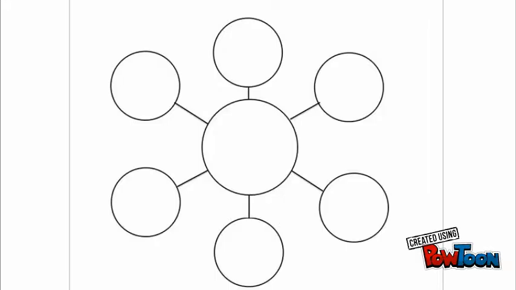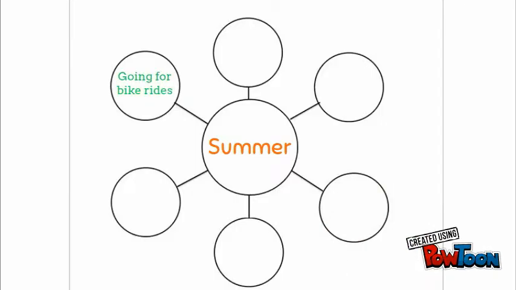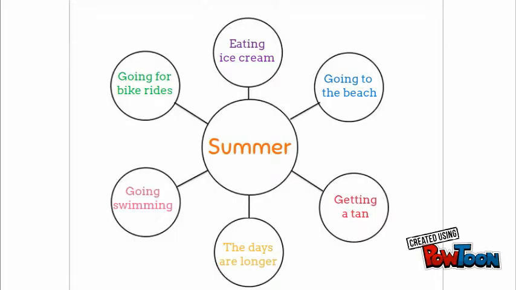An example can be shown here. If students are asked to write about their favorite season, they can start off by writing summer in the middle as a central idea, with going for bike rides, eating ice cream, going to the beach, getting a tan, the days are longer, and going swimming as supporting concepts that relate to the central idea of summer.